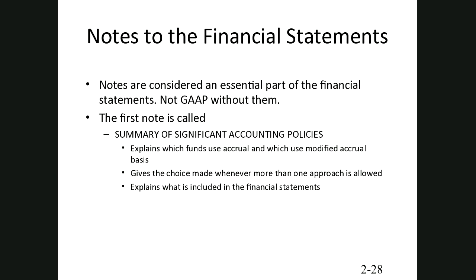The first note is the summary of significant accounting policies. If you look on pages 44 and 45 in Copley, it outlines all of the different note requirements. When you look at page 44, you'll see there's a lot of detail that goes into the summary of significant accounting policies. Due to limits on time, I cannot go through it in detail, but please do look at pages 44 and 45 to understand the content of the notes.